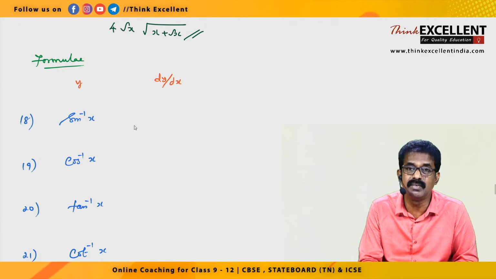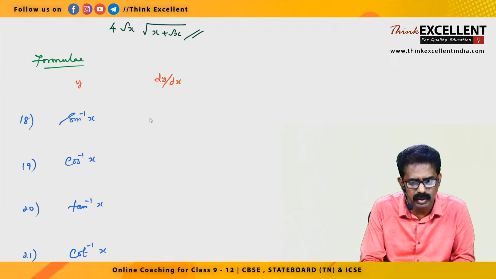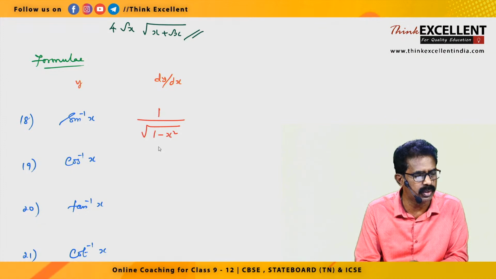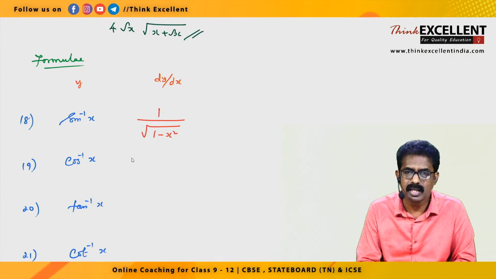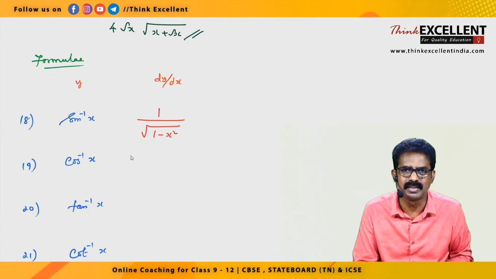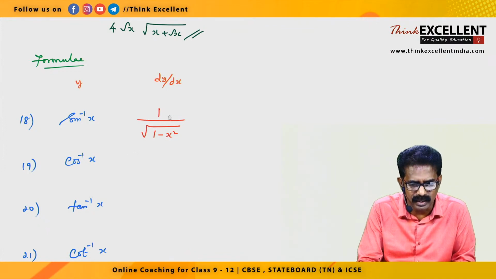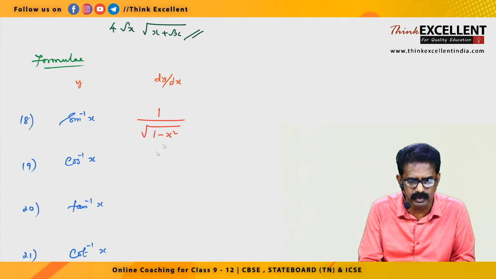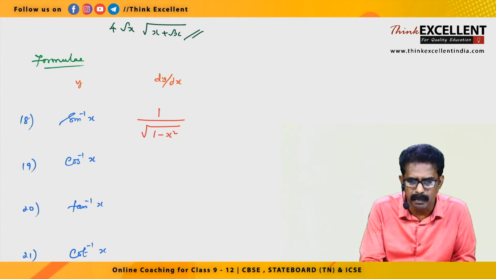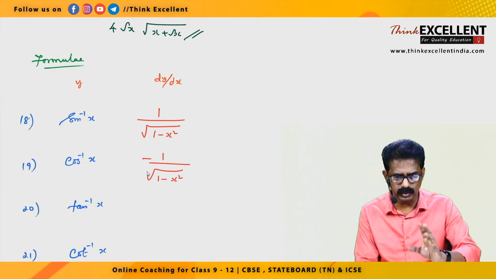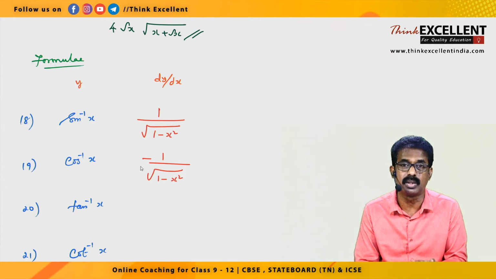First one is sin inverse x. The derivative of sin inverse x is 1 by root of 1 minus x square. Cos inverse x is very easy to study. Once you have studied sin inverse x, for cos inverse x you just put a minus. So for sin inverse x it is 1 by root of 1 minus x square, and the derivative of cos inverse x is minus 1 by root of 1 minus x square. So first two you have to study.